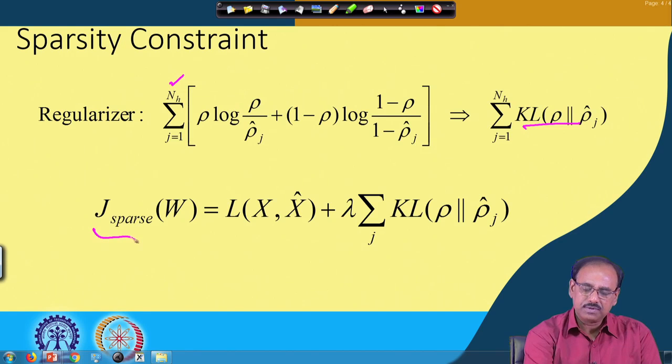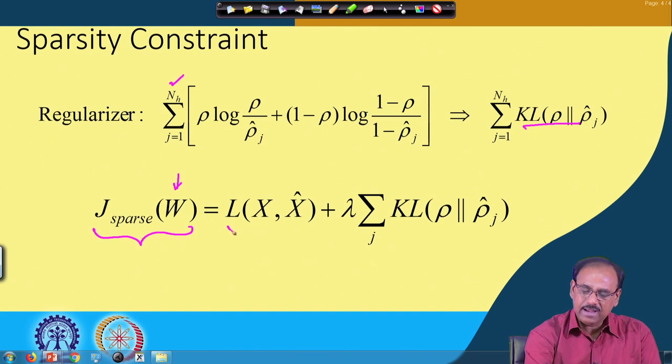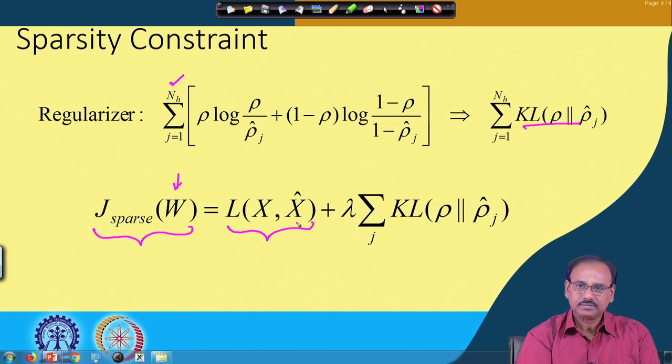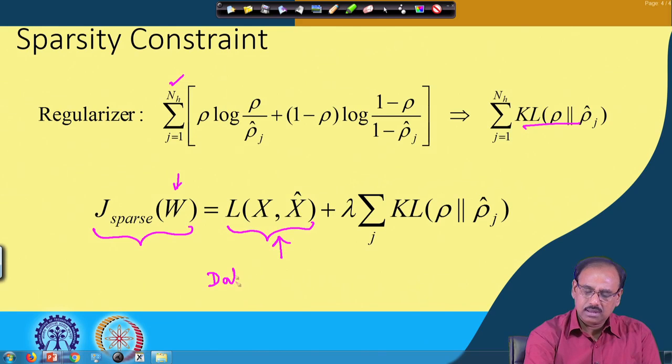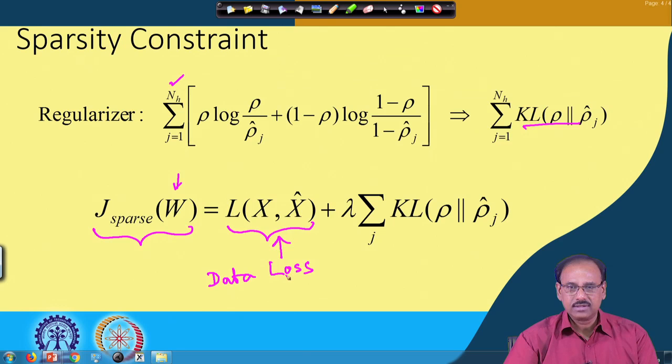Given this, now I can have a complete loss function for this sparse autoencoder, which is defined as J sparse W. W is the weight values or weight matrix components, which is now L(x, x hat), where this L(x, x hat) is the data loss component. Here x is your input vector and x hat is the output vector, or the reconstructed x, which is the output of the autoencoder.